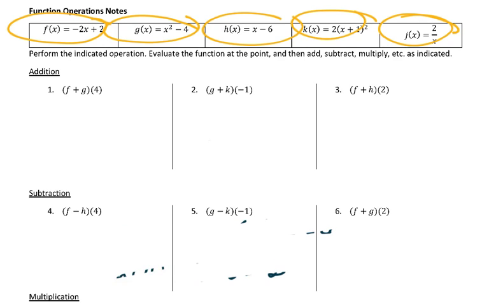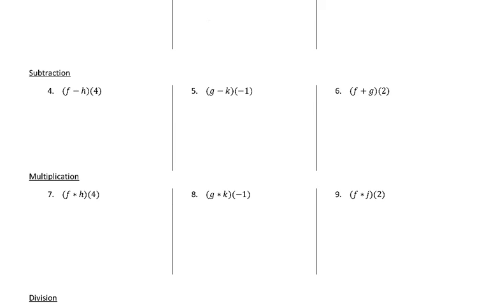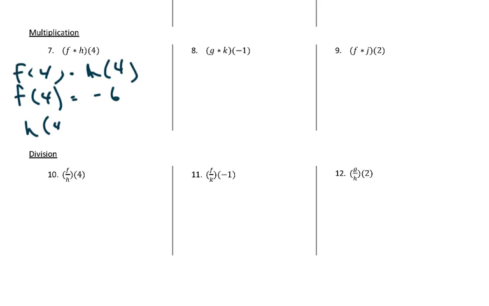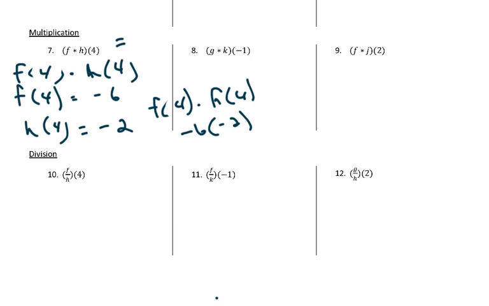Of course, we can also multiply, and be aware that we're just doing this in a very basic way. Normally, we will be inputting functions, but today we're just inputting numbers, okay? Multiplication, again, this is the same thing as saying f of 4 times h of 4. So I need f of 4 first, and f of 4 we discovered was negative 6. H of 4 we discovered is negative 2. And when I multiply those together, F of 4 times h of 4 is the same as negative 6 times negative 2, and I get 12.